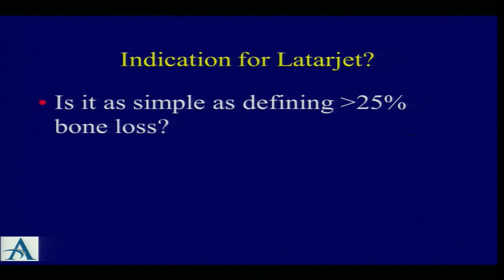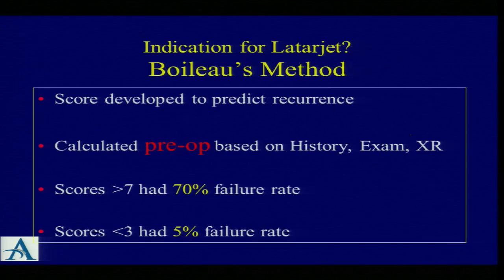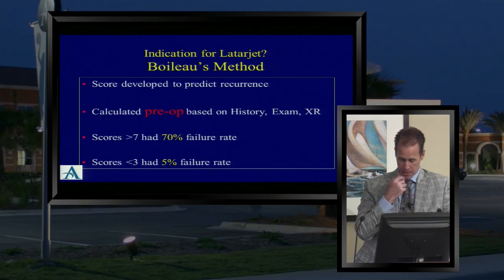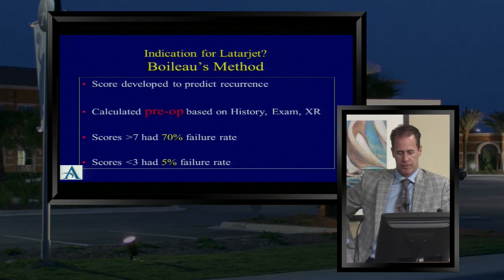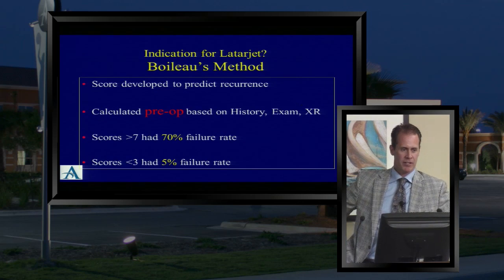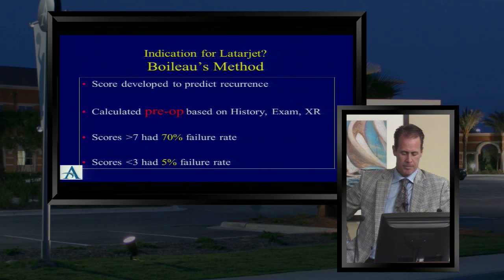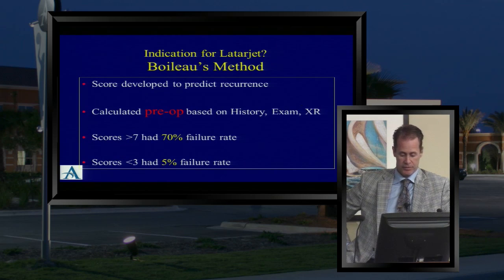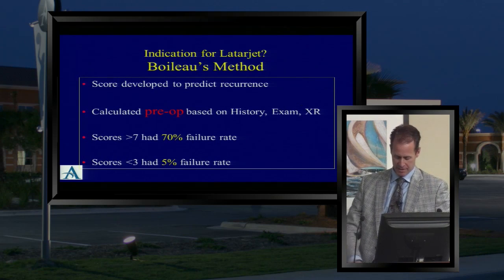So what's the indication for a LATARJET? It is as simple as defining 25% bone loss, or potentially, as I just mentioned, is it more than that? Well, this is what Balg has come up with. His indication was a retrospective analysis looking at thousands of patients who were done, and he went back and looked at their preoperative activities, their history and their examination, and stratified them into a scoring system, which I'll show you in a second. But you can see that the scores above 7 have a 70% failure rate. Not acceptable anywhere. The scores below 3 had about a 5% failure rate, which is as good as any study that's out there.